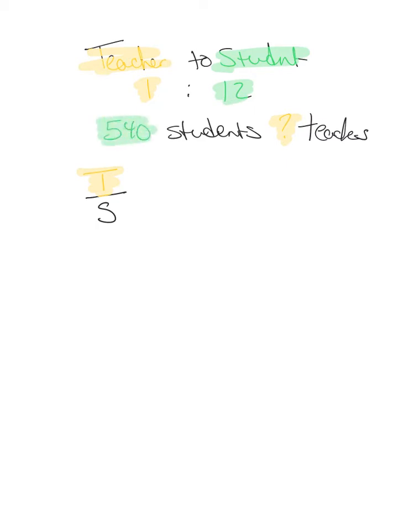So how does this fit into our proportion? Well, I guess I should have highlighted the S too, huh? There we go. Well, let's put it in. Teacher goes on top. We've got one teacher to 12 students. This equals how many teachers? When we ask how many, that's our variable, that's X, to 540 students.